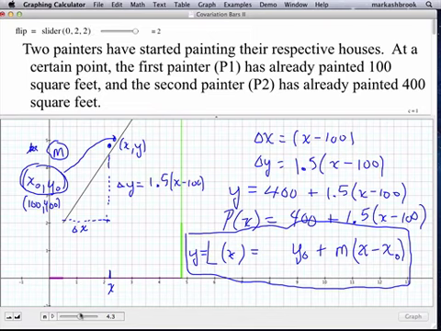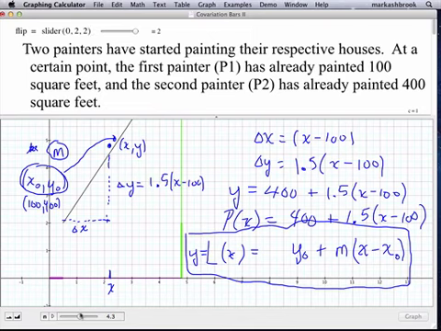Okay, so we wanted to know how much painter 2 had painted when painter 1 had painted nothing. So what do we do? Someone said it. Ben. Plug in 0 for x. Right. X minus 100. Yep.